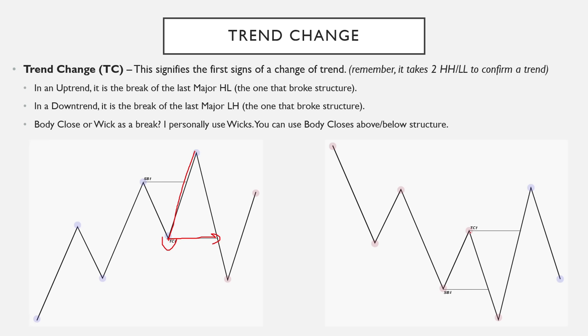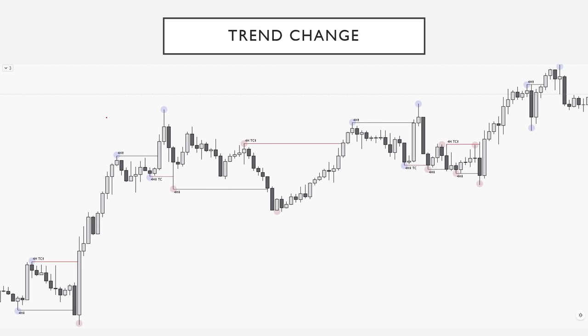In a downtrend, the market broke structure down right there. What caused the break? It's this. As this one breaks, trend change. Again, body close or wick breaks: I take wicks, as I taught you before, but you can also use body breaks above and below structure. So very simple, and I'm sure by now you know trend change. If you've been watching my videos, weekly outlook and setups, you know what I talk about. There are some examples.